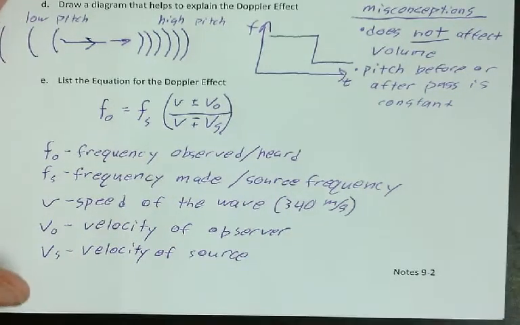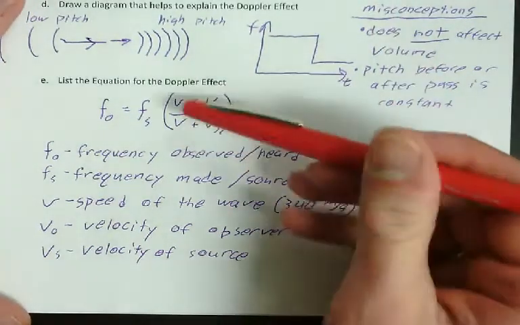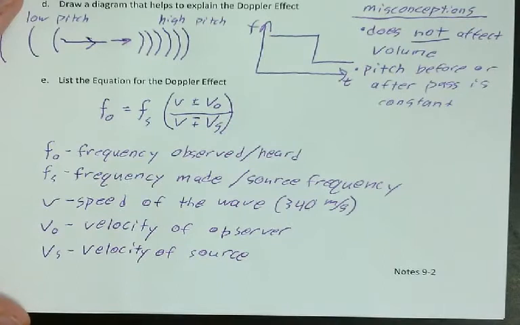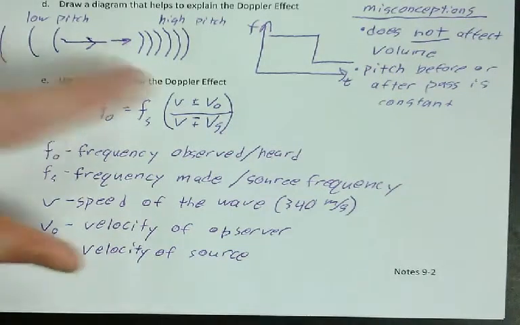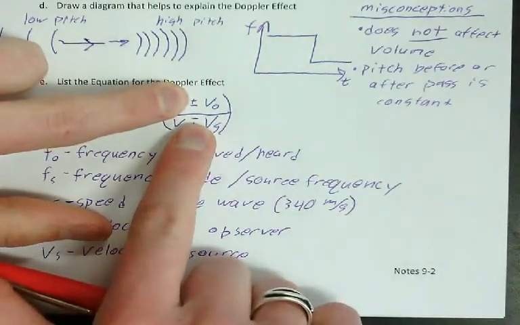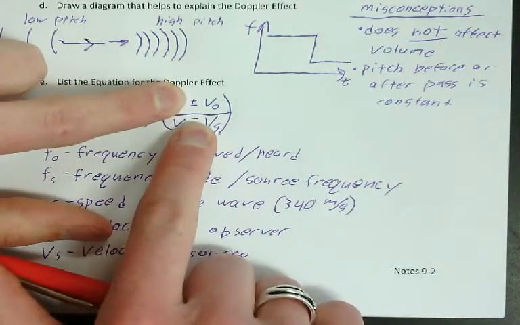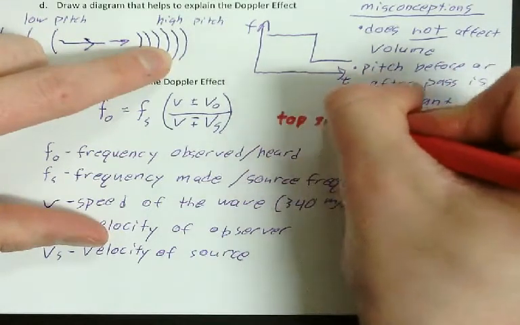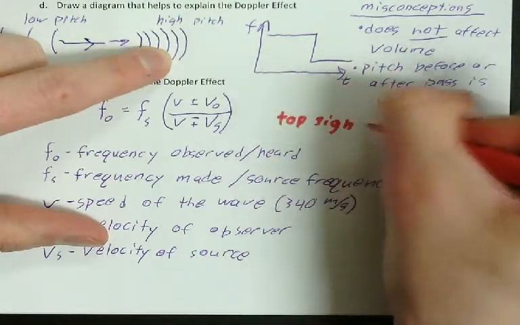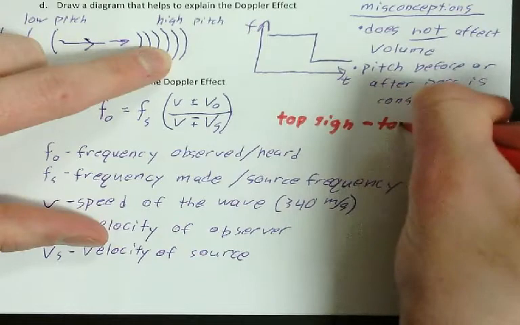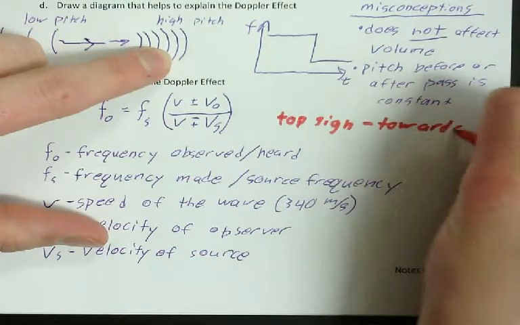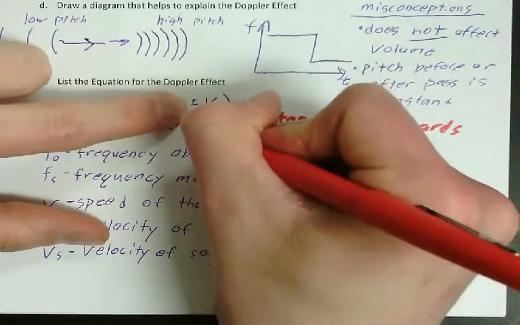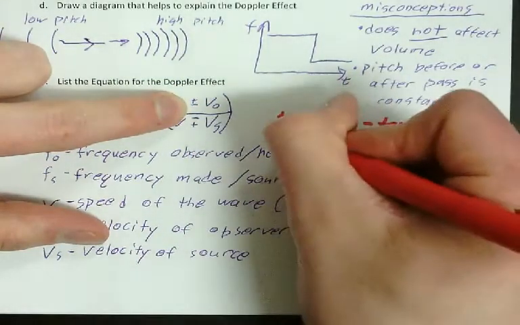All right. One last thing to mention. What's up with these signs? This plus, minus, minus, plus business. So here's what's up with them. The top sign in both the numerator and the denominator is the sign you use for towards. When things get closer together, use the top sign. When things get further apart, you use the bottom sign.